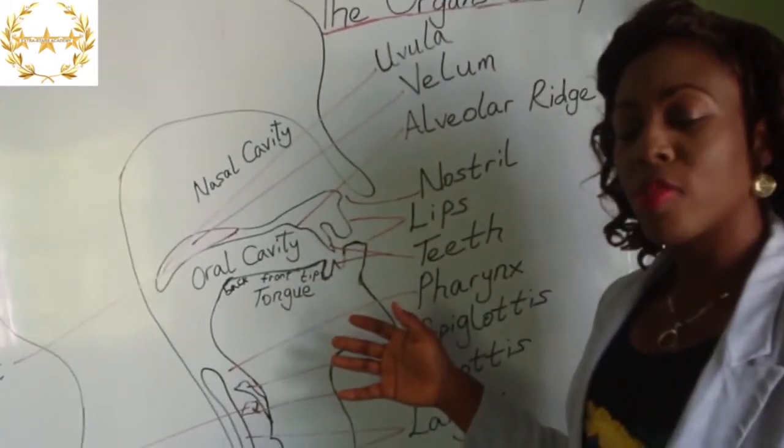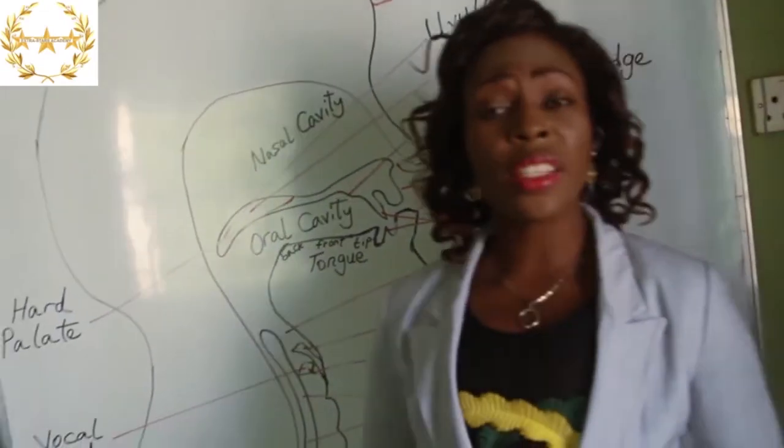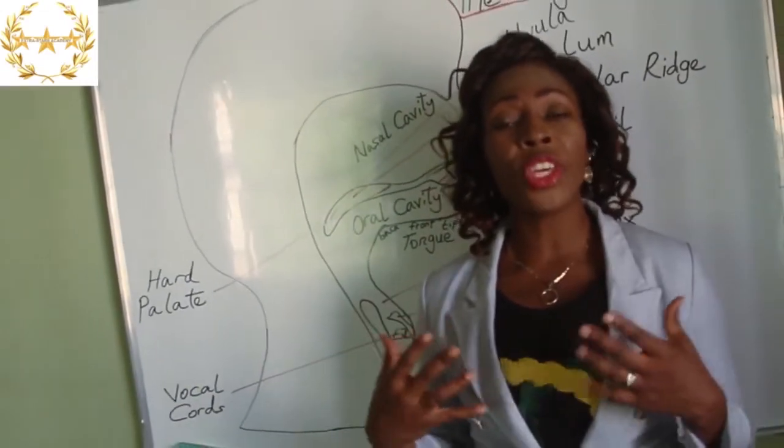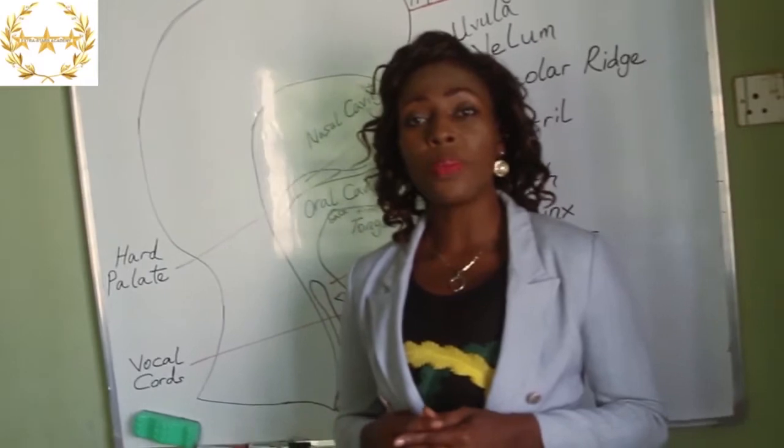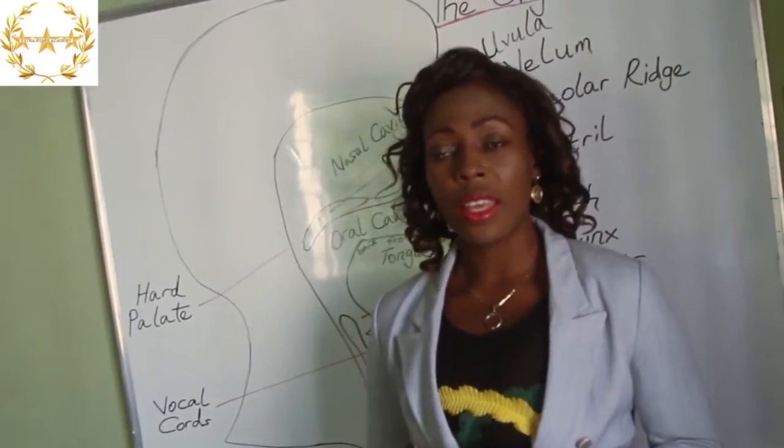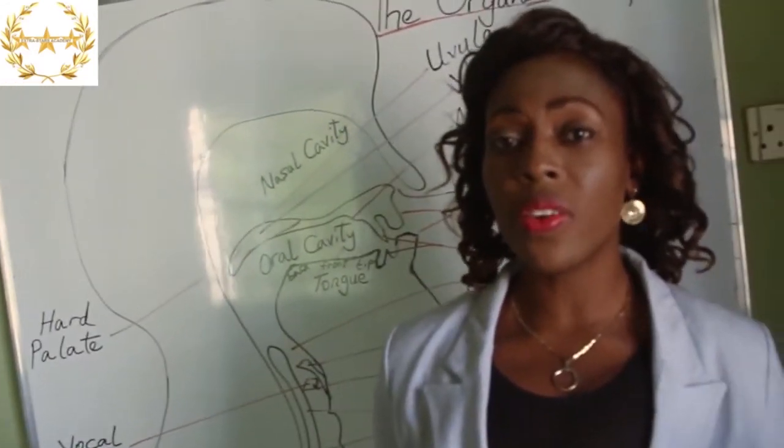The organs of speech are the different parts of the human body involved in the production of speech sounds. They help in one way or the other in producing speech sounds.